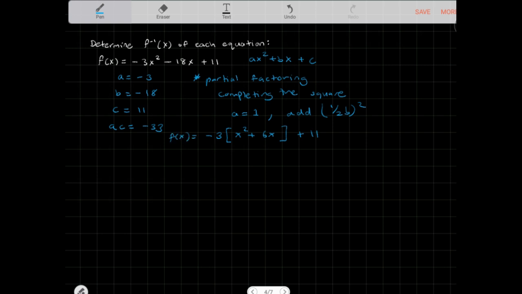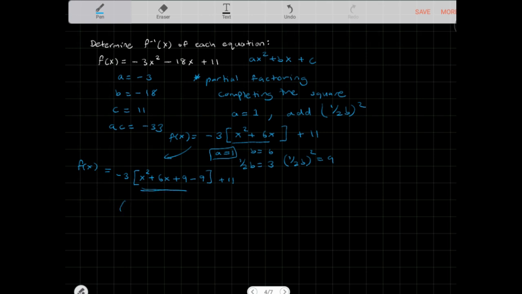Okay, so in this case, I'm just going to complete the square on the inside here. We can notice that a here is 1, b here is 6, the 1/2 b term here is 3, and 1/2 b squared is 9. My rule here is, as long as a is equal to 1, I can add the 1/2 b squared term, which is 9. So I get negative 3 times x squared plus 6x plus 9. But I can't just add 9 to an equation, so I want to subtract that to offset it. Minus 9 plus 11.